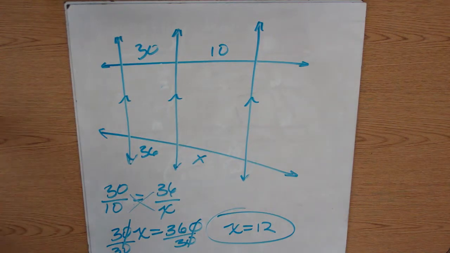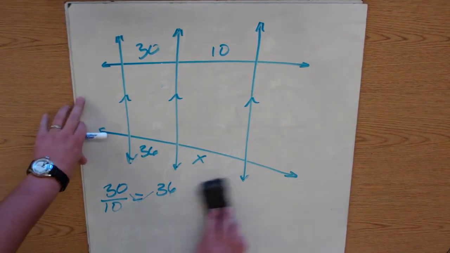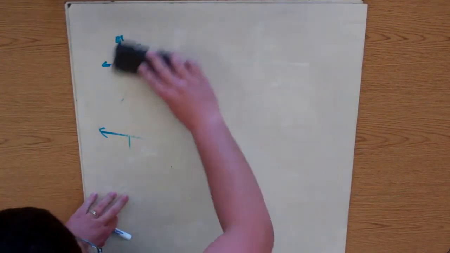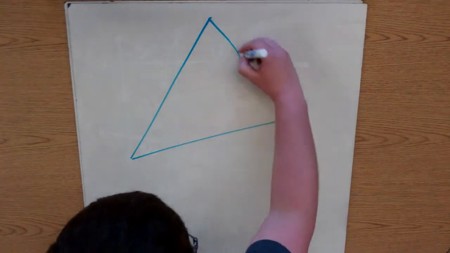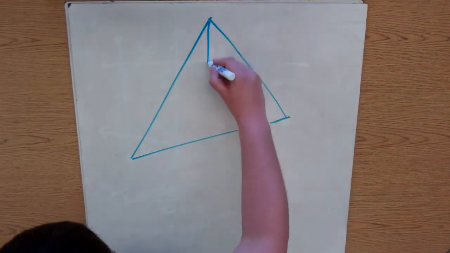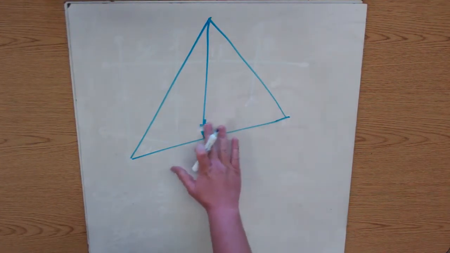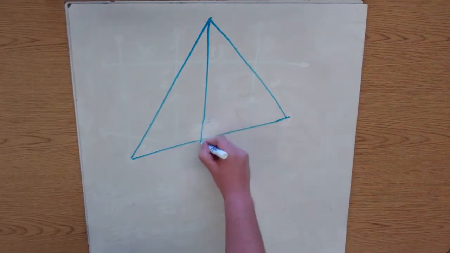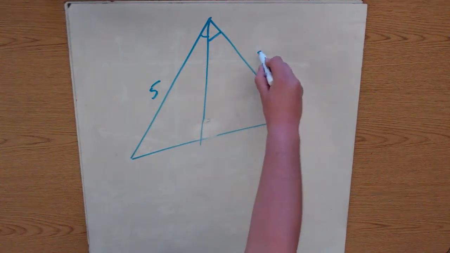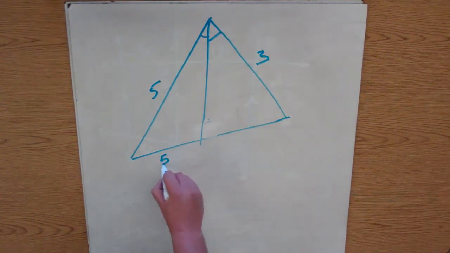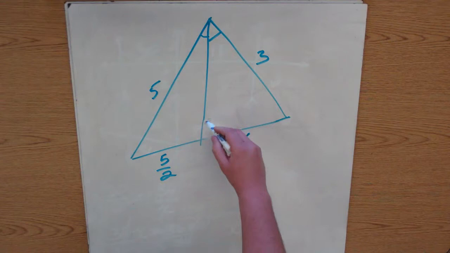All right, number 10. We've got to solve for x. We have a triangle, and that is an angle bisector going through the middle of the triangle. So here it's an angle bisector. We know that. 5, 3, 5 over 2, and x.